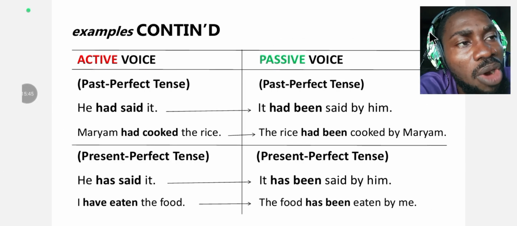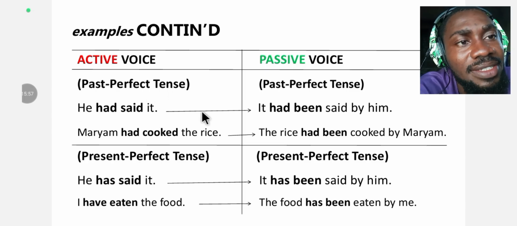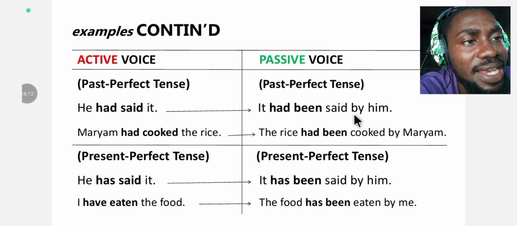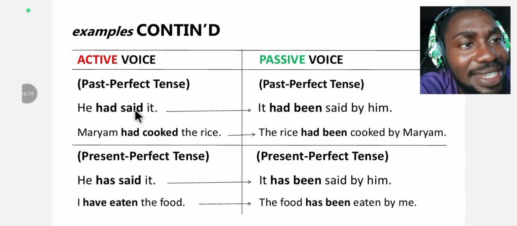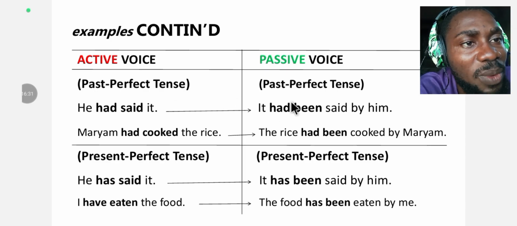Moving on. More examples under the active voice, past perfect tense. On the left-hand side of the table, the tense is past perfect tense. The first example there is, he had said it. Converting this to a passive voice, it reads, it had been said by him. Tense maintained. Had said. Had been. Had said. Past perfect tense. Had is a past perfect tense. Remember, we have said here as the past. The perfect tense is had. Remember, we have been.